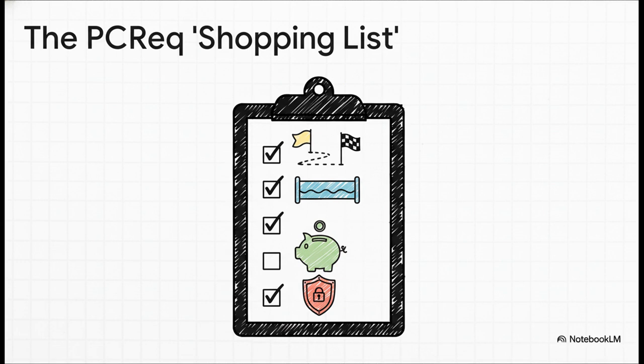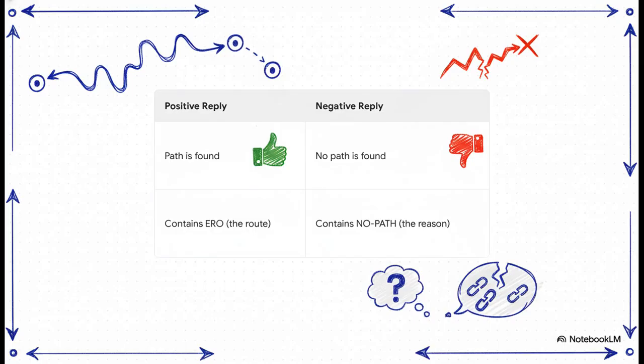And it can even get fancy and ask for special attributes like making sure the path has a built-in backup route. So the PCE gets this shopping list, goes off and does its number crunching, and then it sends back a reply. And really, its answer, which is called a PCRep message, can only go one of two ways. In the best-case scenario, it's a positive reply.